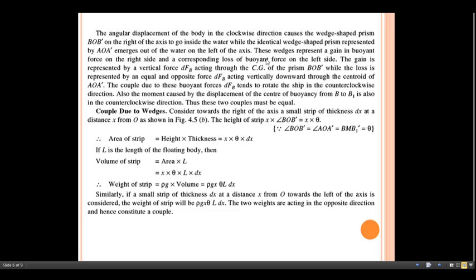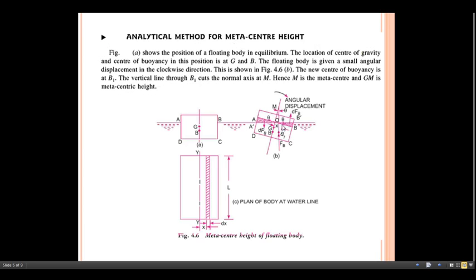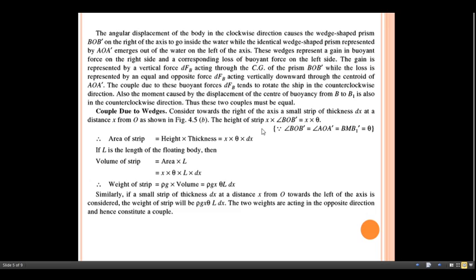The gain is represented by the vertical force acting through the center of gravity of this small wedge. Similarly, the loss acts in the opposite direction. What about the two forces? These two forces form a couple that tends to rotate the ship in the counterclockwise direction.